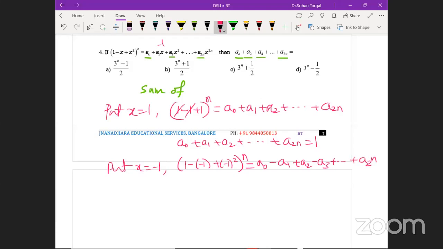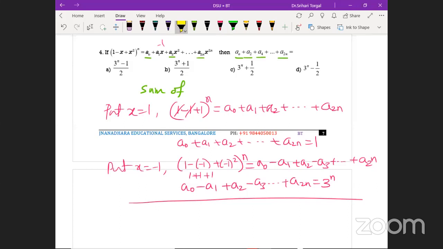Now let me write it once again in the proper way. That is A0 minus A1 plus A2 minus A3, similarly A2n, is equal to, minus into minus will be 1, and this is also 1. We'll get 3 power n here.